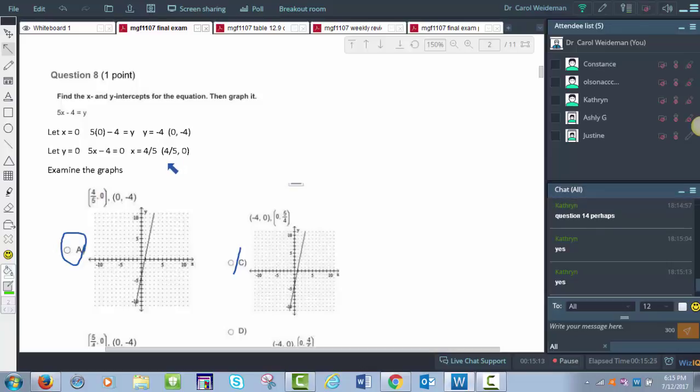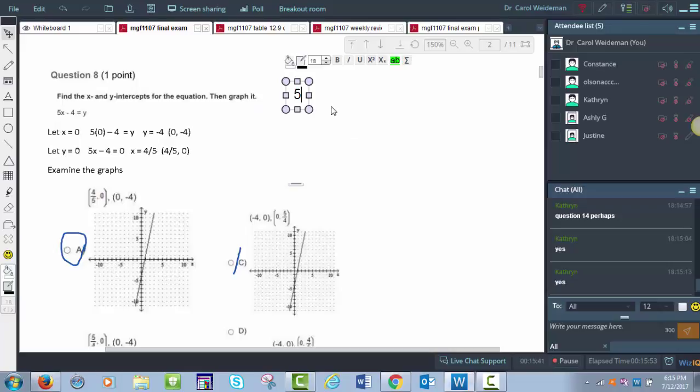Okay. So how did I get the 4/5? Is that your question? So what I did was I let y equal 0. I wanted to find the intercepts because it said find the x and the y intercepts. So to find the x-intercept, I let y equal 0. So I took the equation and in place of y I put a 0. And then I added 4 to both sides. So I started with, let me start again. Let me go up higher.